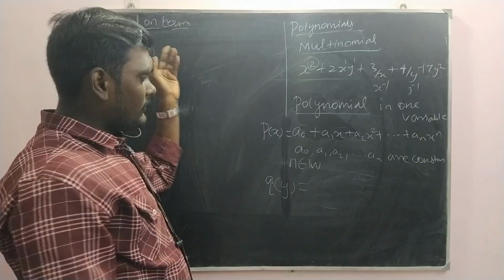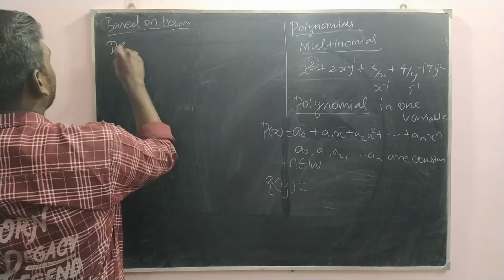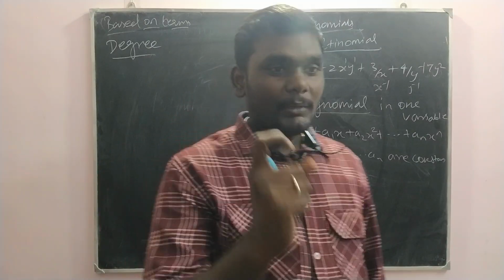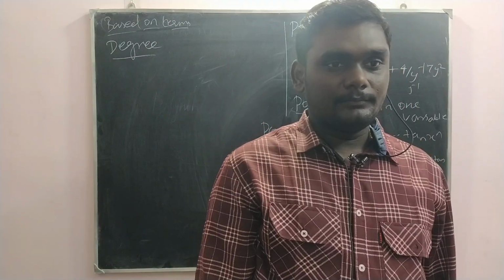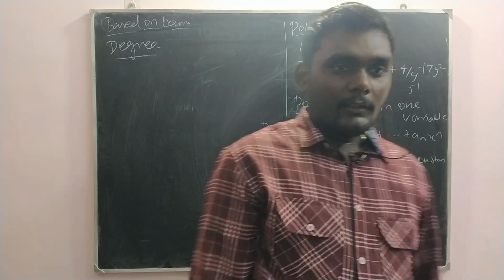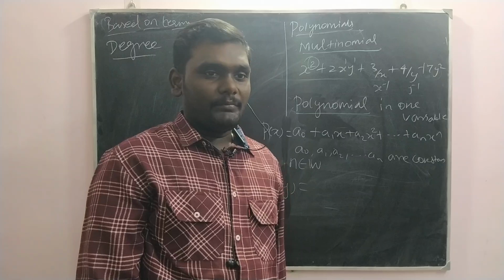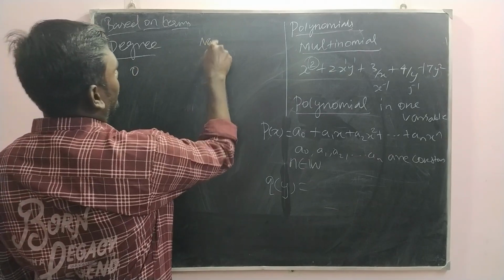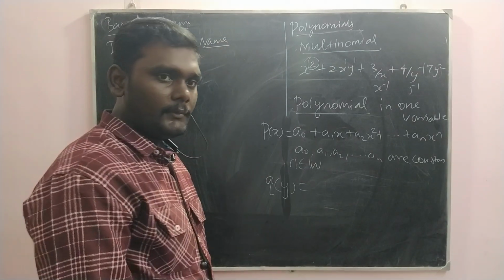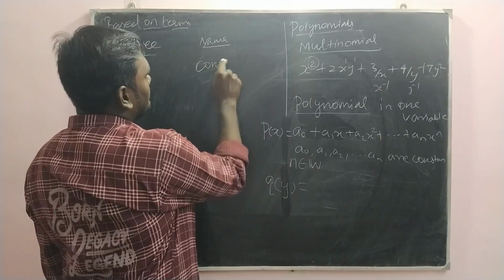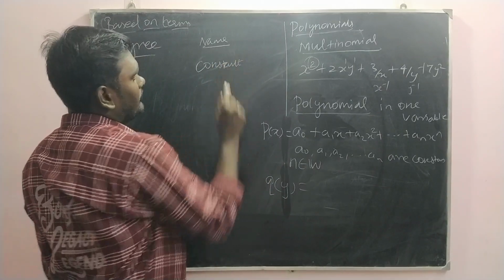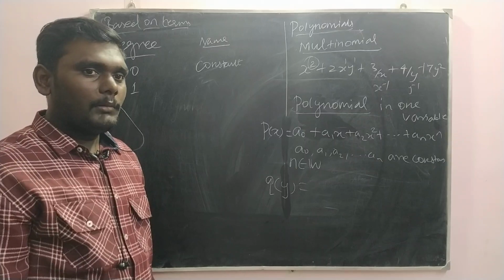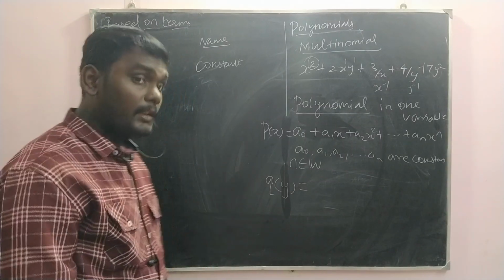Here based on terms we split, and then the degree of a polynomial, you know, the degree of a polynomial is the highest power of a variable that exists in the polynomial. So based on degree also we can classify. When the degree is 0, how will you call that polynomial? Remember, it is a constant polynomial. When the degree is 1, linear polynomial.